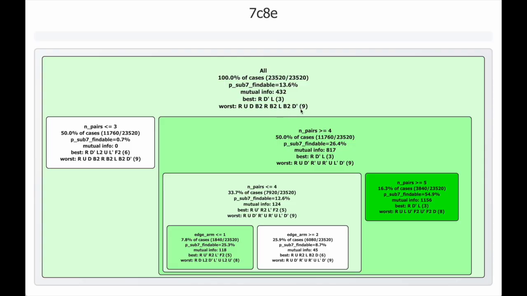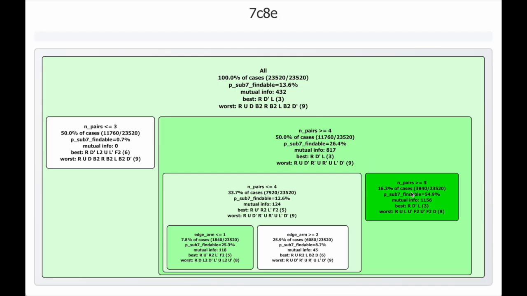In terms of finding the optimal subset, 7C80 on its own has 13.6% of a sub 7 findable. That's not enough to NIS, but if I look for which of these boxes has the highest mutual information, here's the mutual info here, 432. If I look at the 4 pairs or more, then it's 817. And if I go to 5 pairs or more, that's 1156. So this is actually, according to our calculation, the optimal subset.